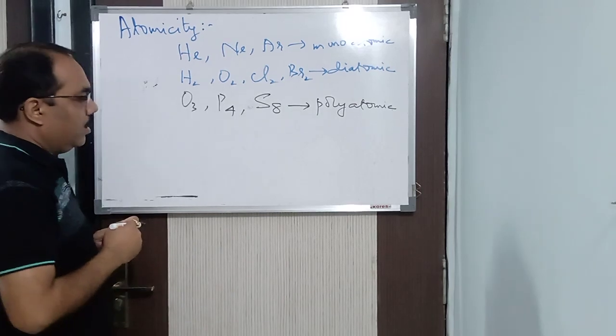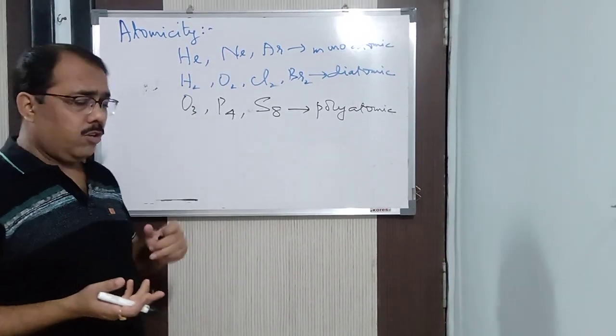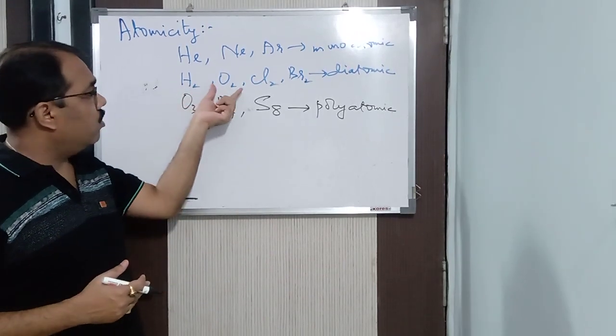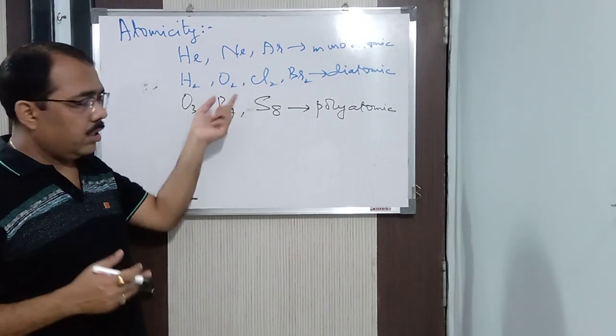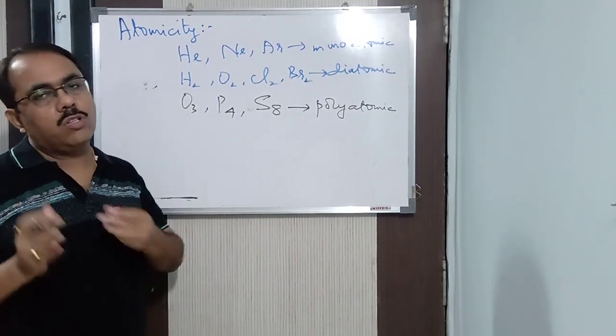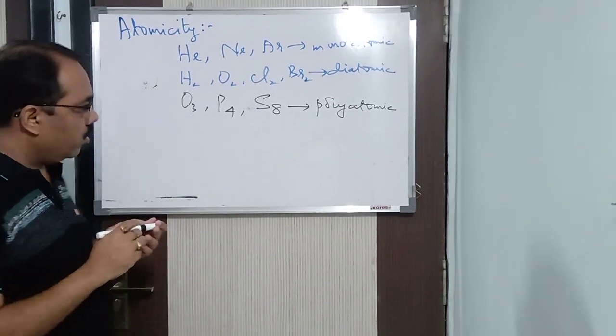Now the question is, how do we know that hydrogen is diatomic? That means one molecule of hydrogen contains 2 atoms of hydrogen. How do we know oxygen is diatomic? That we can calculate from Avogadro's law. With the help of Avogadro's law, we will be able to calculate. Now how is it so?